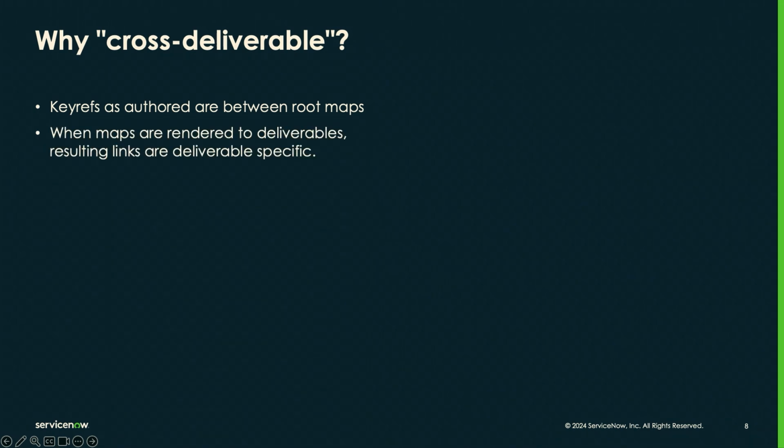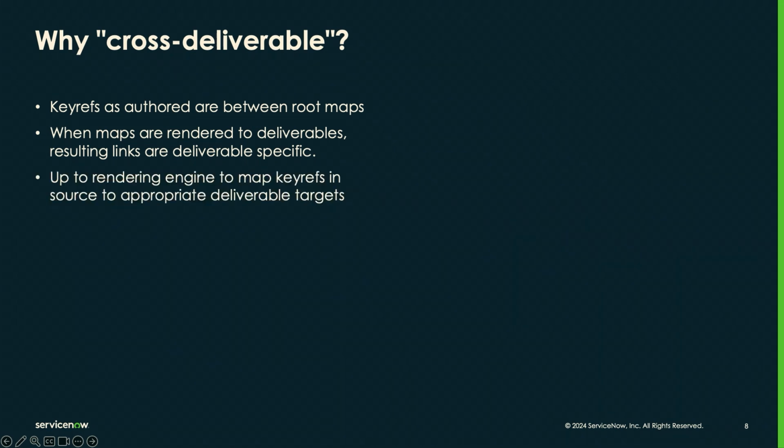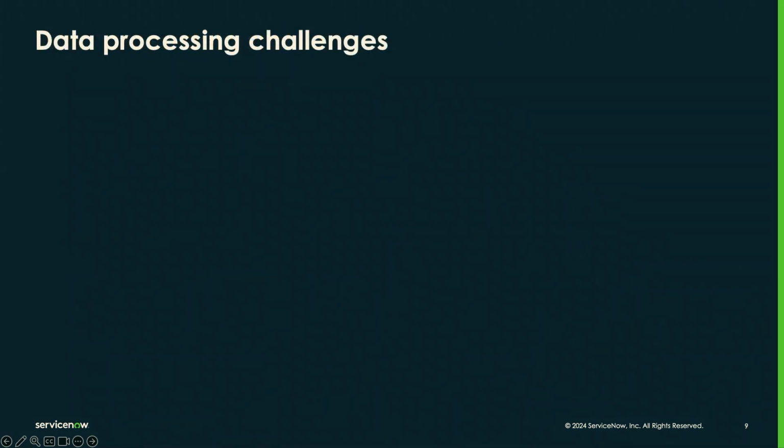So when maps are rendered as deliverables, the resulting links are deliverable specific, right? In my source, it's just a source-to-source reference, and that's easy. But when I'm going to deliver these things, it becomes really complicated, right? Because there's not a one-to-one mapping between source and deliverable. There's a one-to-infinity mapping between source and deliverable, right? And so that adds quite a bit of complexity.